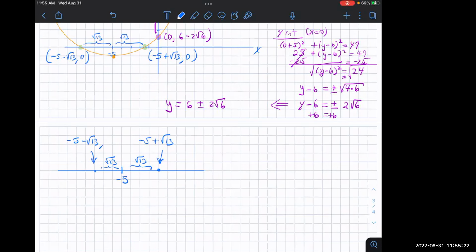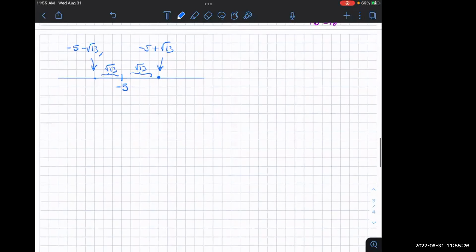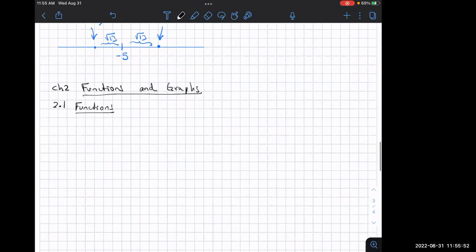So chapter 2. Chapter 2, we start with the concept of functions. Functions and graphs. Okay, so 2.1, we go down to basics. What is a function?